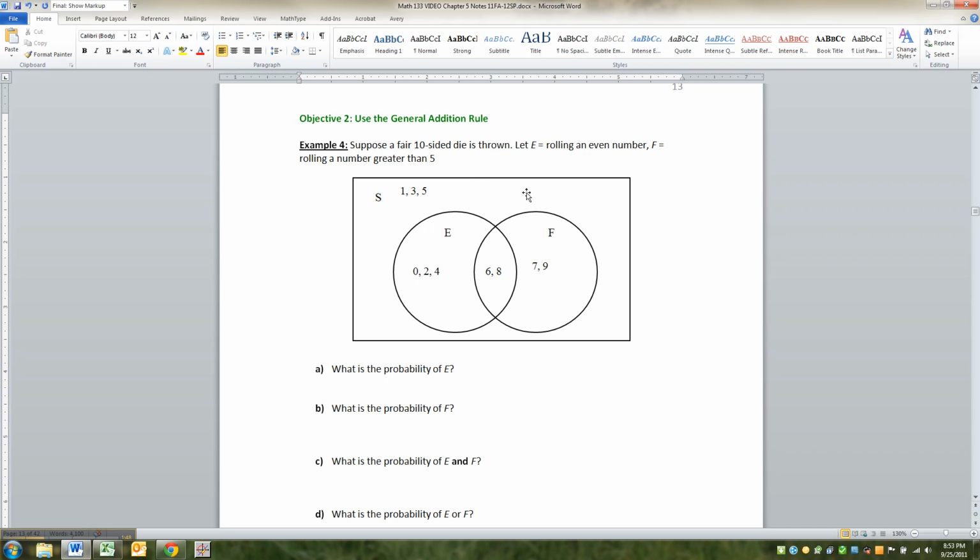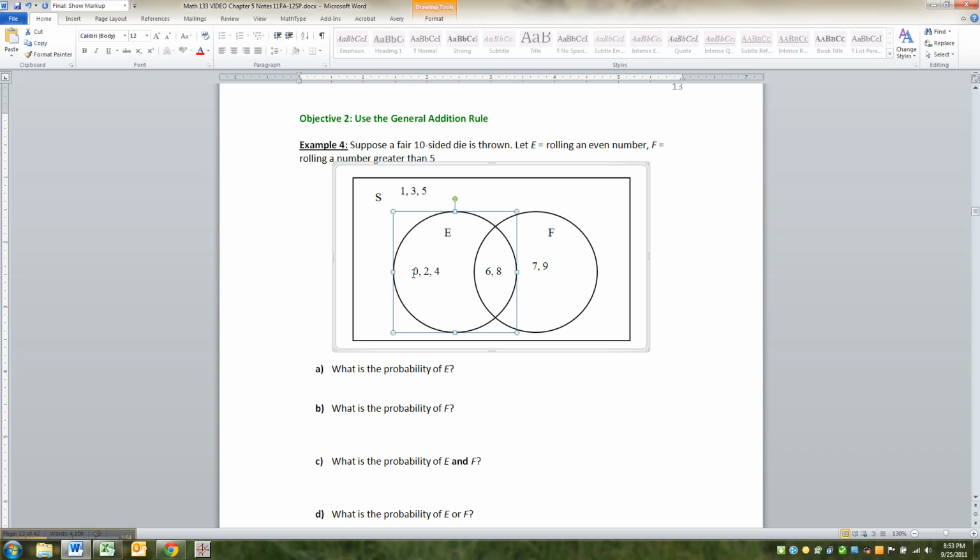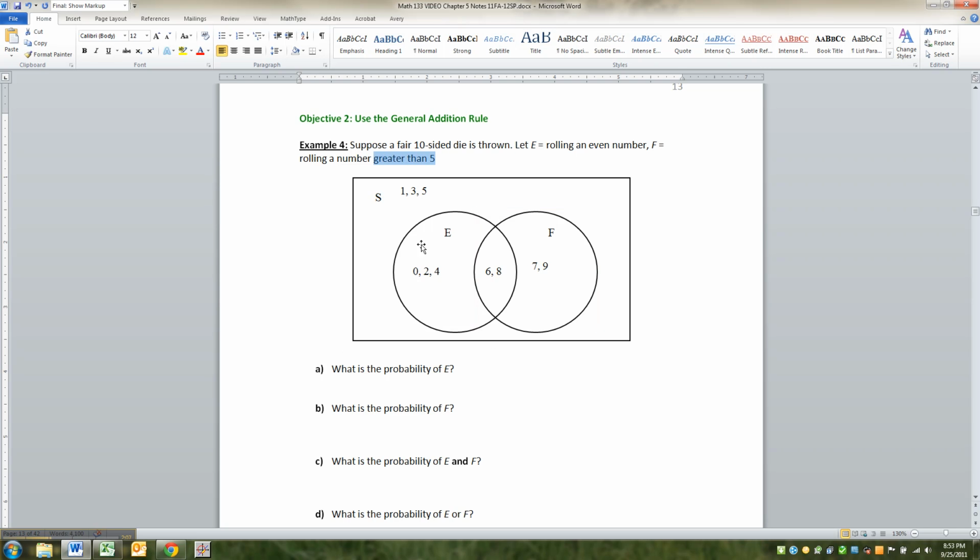Okay, so E is rolling an even number. So that's this ring right here, and that's the numbers 0, 2, 4, 6, and 8. Now, why are 6 and 8 over here and 0, 2, 4 over here? Well, we'll get to that. Hold on. Because the F side of the house, this ring over here, is all the numbers greater than 5. Well, greater than 5 means 6, 7, 8, 9. See? 6, 7, 8, 9.